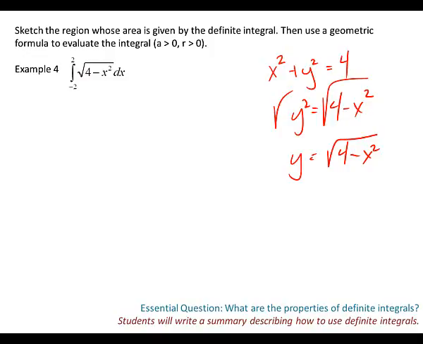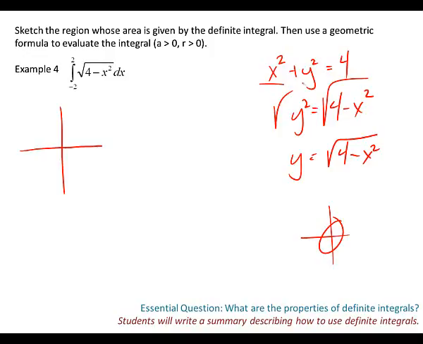No, so in order to make it a function, because a circle on a graph isn't a function, is it? So we can't integrate it unless it's a function. So in order to make it a function, they're only using the positive half of the circle. So that's what we're going to graph, the positive half of the circle, okay?